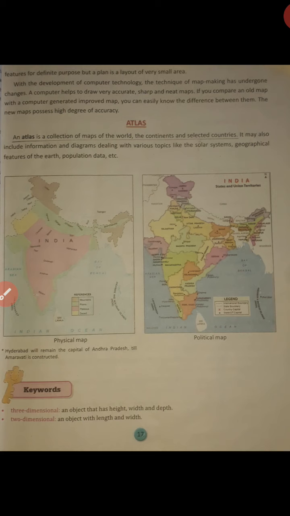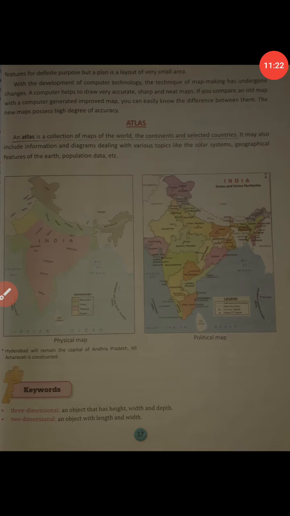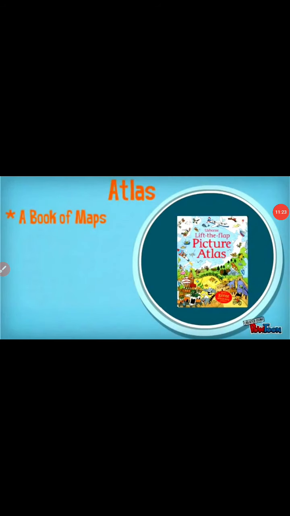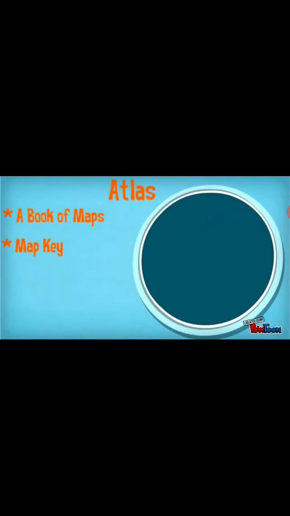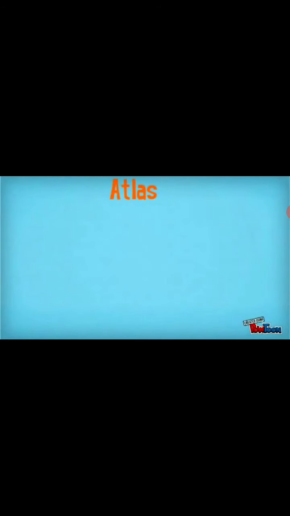But how if we do not talk about the atlas in detail? So let's see. An atlas is a book of maps. One way you can remember this is by saying, if you want to know where something's at, look in an atlas. Some key features in an atlas are map keys. The map key explains what each symbol on the map means. Another feature is the compass rose. This tells you which direction is north on the map.